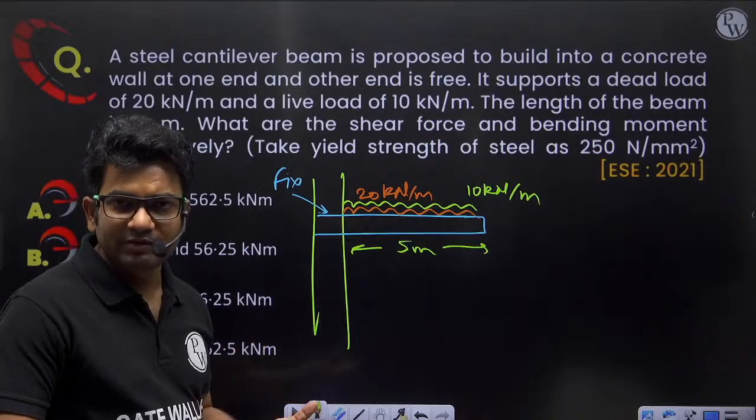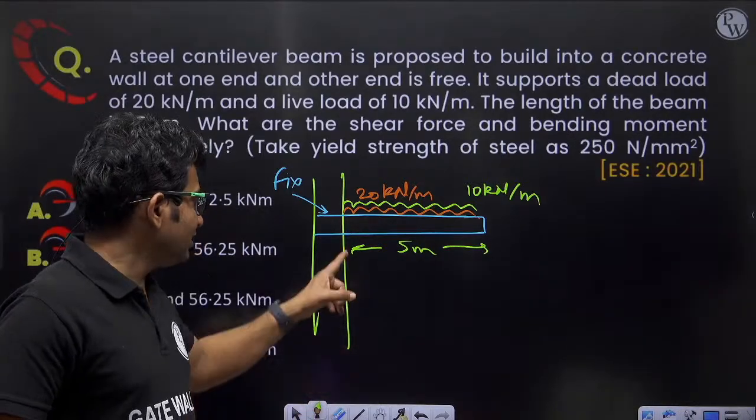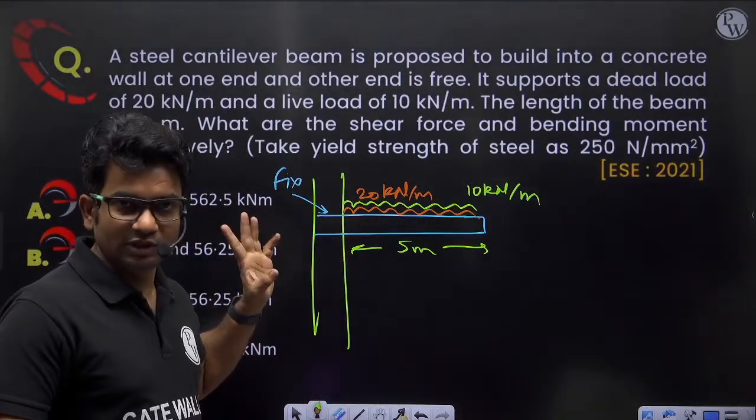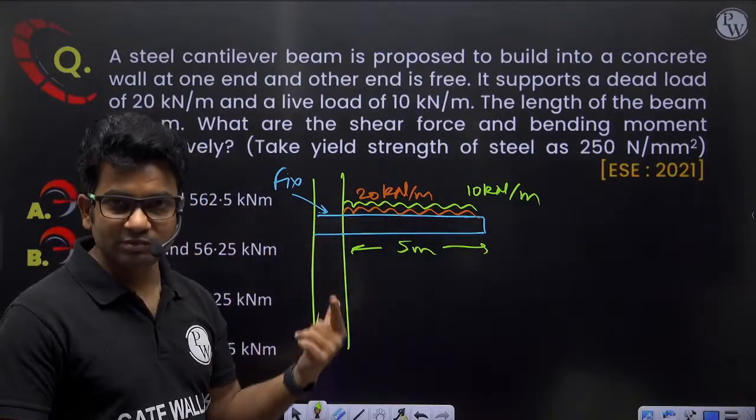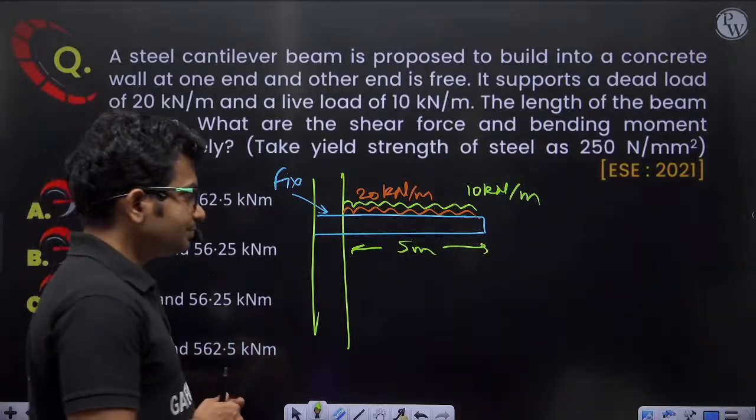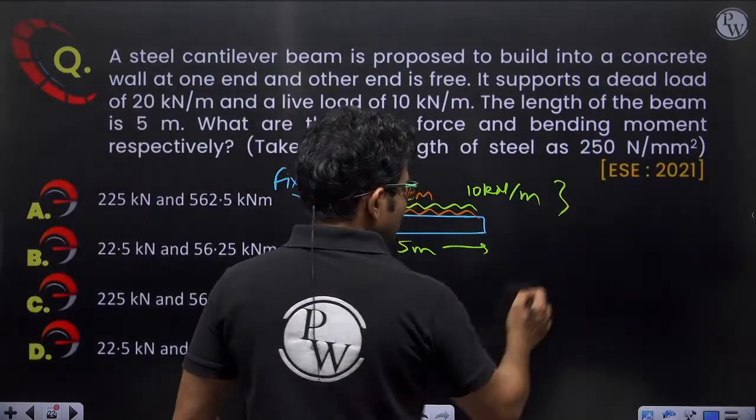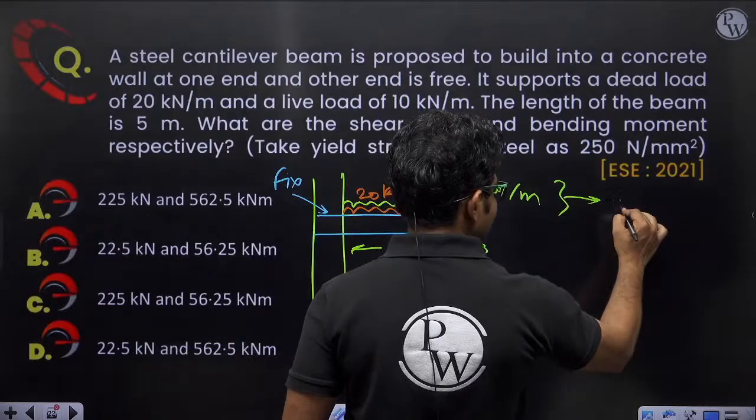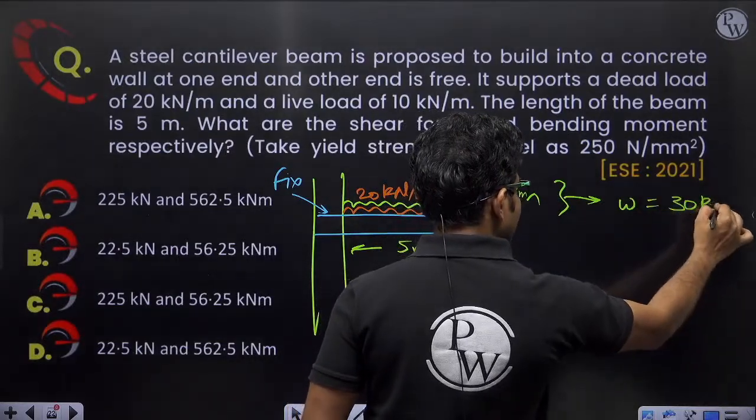So at what point will we calculate? Obviously it will be at the fixed support only. We have to calculate the maximum shear force and maximum bending moment. Now let us take the total load. The loading intensity will be W equal to 30 kilonewton per meter.